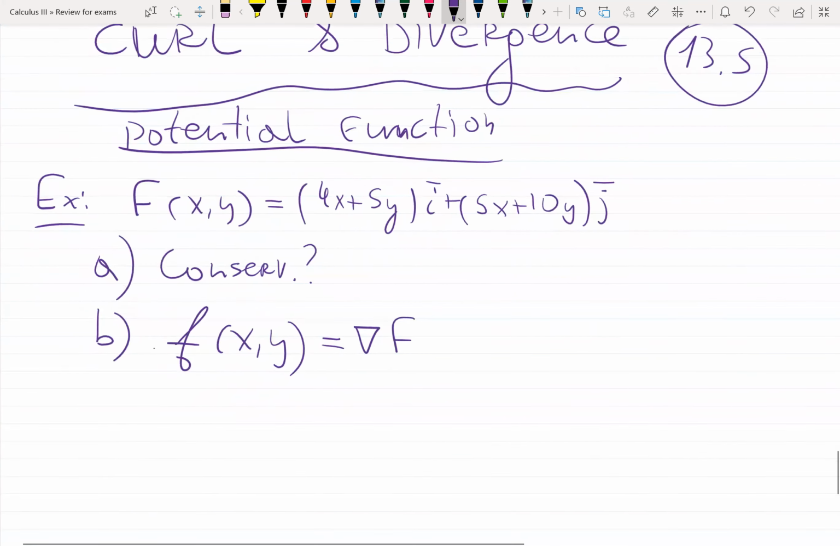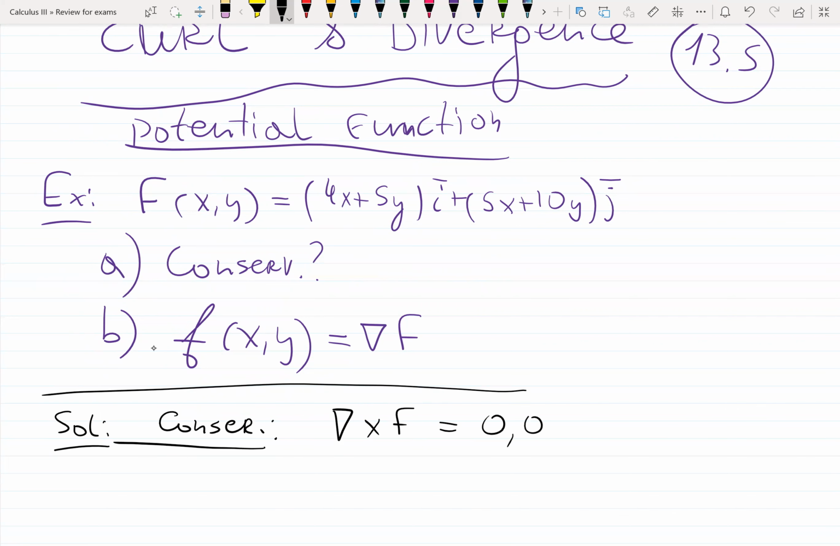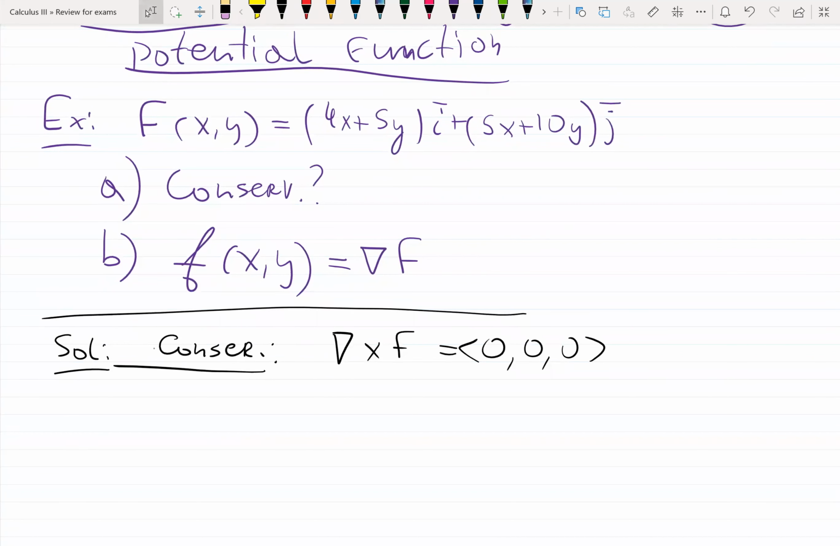How to figure out a solution? And this is the one I like a lot. So conservative, do you remember what it means? Conservative means if I find this cross product, it should give me the 0, 0, 0 vector, right? That comes from the topic of divergence and curl. So that's why you will be asked to find those separately or answer those questions.